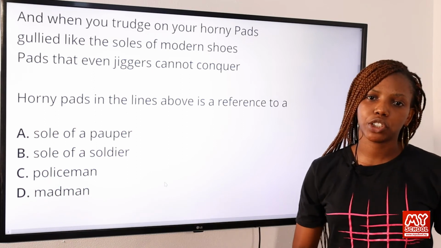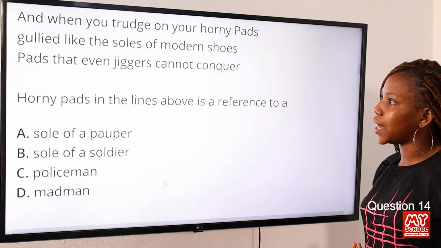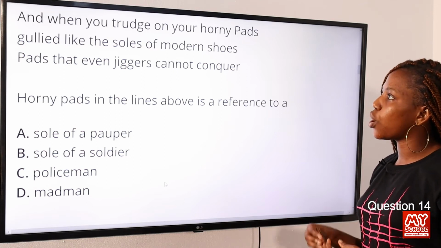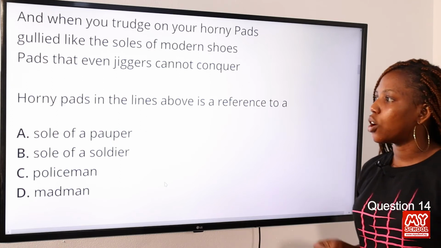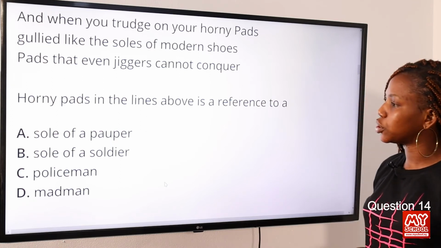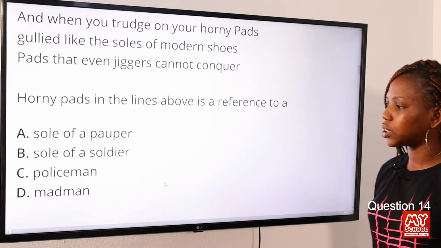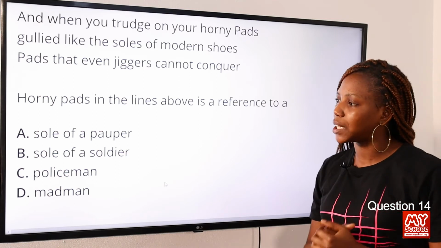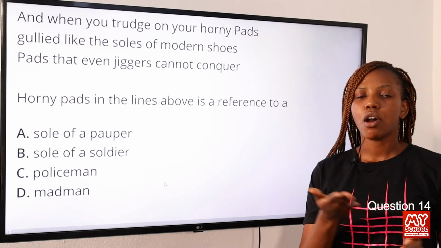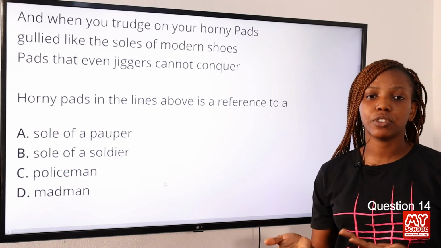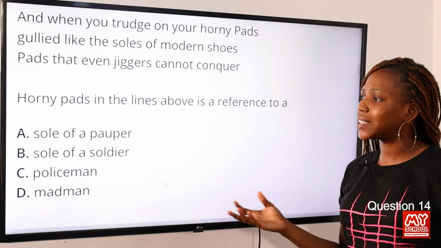Now moving on to question 14. And when you trod on your honey pad, guarded like the soles of modern shoes, parts that even jiggers cannot conquer. Any part in the line above is a reference to option A, soul of a pauper, option B, soul of a soldier, option C, policeman, option D, madman. The answer to this question is soul of a pauper. Do not forget that soul is the underneath surface or the undersurface of a foot, and pauper is a poor person. Okay, now why is the answer option A?